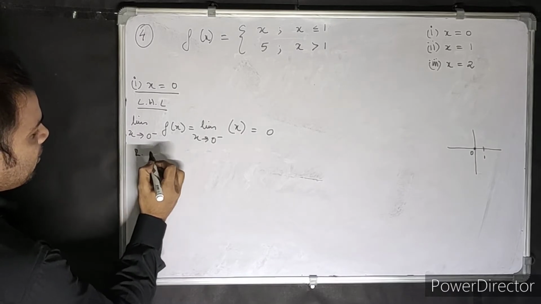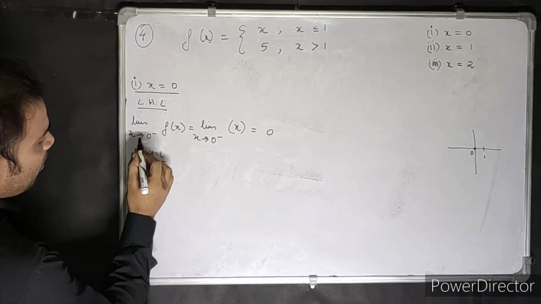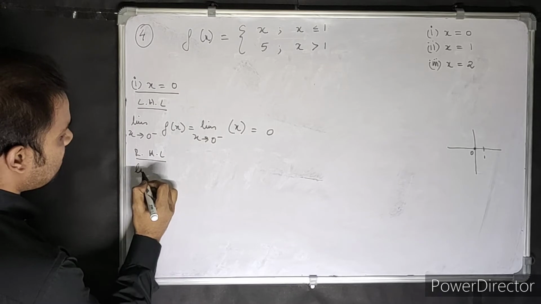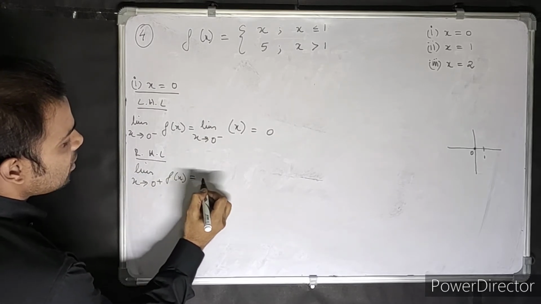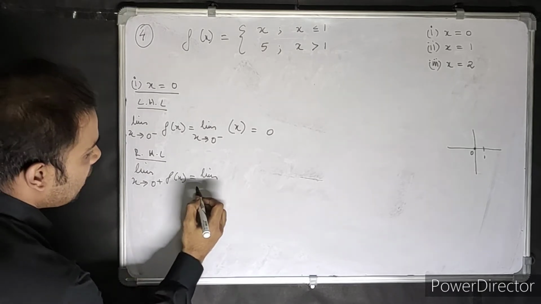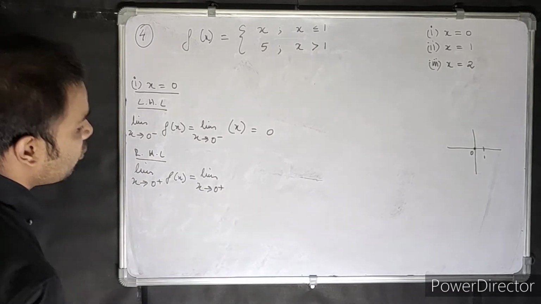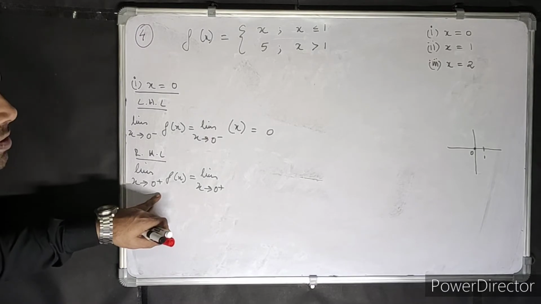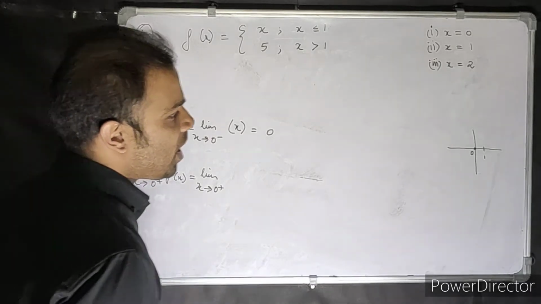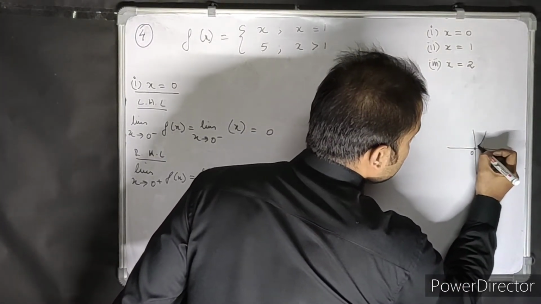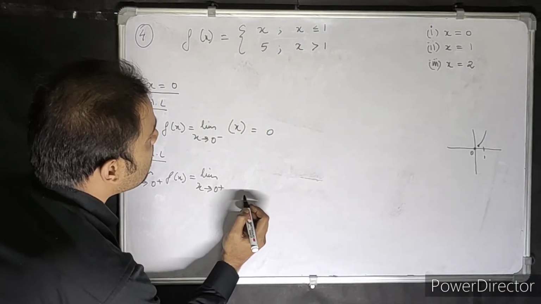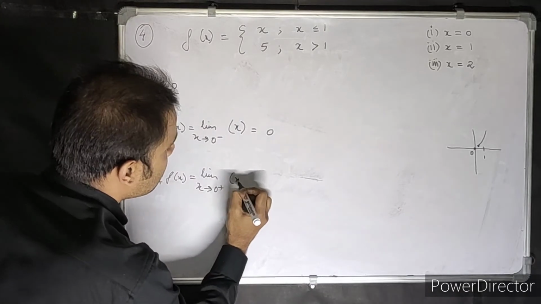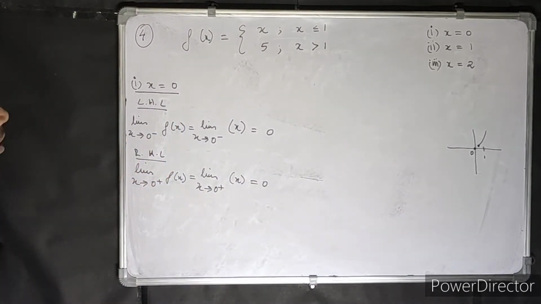Now right hand limit. Approaching 0 from the left hand side. Next, approaching 0 from the right hand side. So f of x is equal to limit of x tends to 0 positive. So which one are you going to use? This is approaching 0 from the right hand side. Probably the graph is somewhere over here. Of course, that's less than 1. So less than 1 means again x. So x, that is also 0.